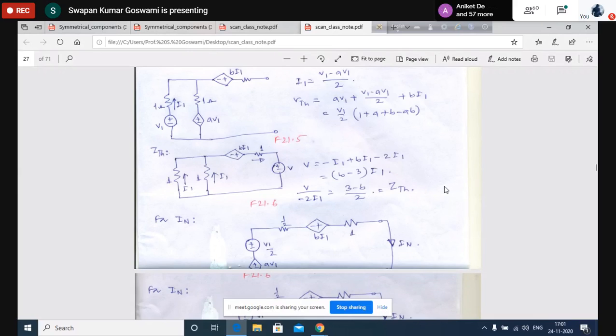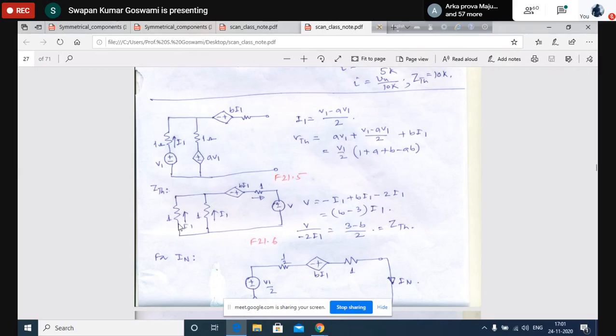Is it clear? You see, there is a simple trick. What is the trick? We have avoided writing more equations by simply considering, by observation, that if current I1 flows here, current I1 also will flow here. That's why we have written this current to be I1 and completed this equation here, found the voltage expression, applied KVL here, then V by minus 2I1 is the impedance. That is 3 minus V by 2, and this is the Thevenin voltage. Is it clear?